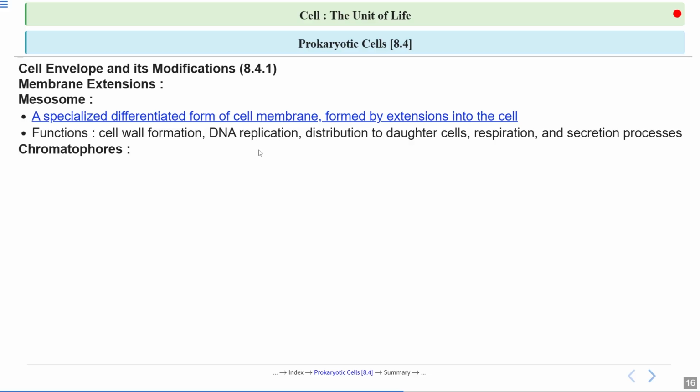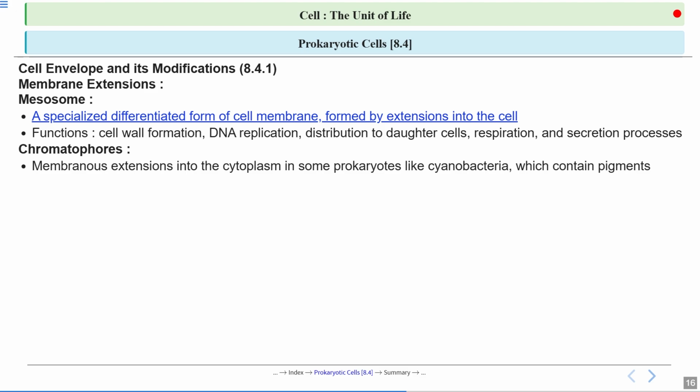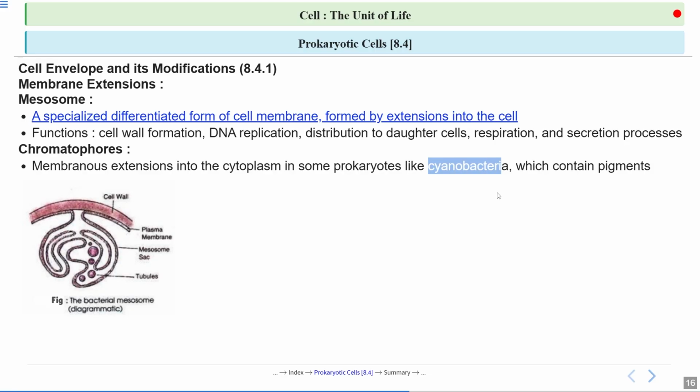Chromatophores are membranous extensions into the cytoplasm in some prokaryotes, like cyanobacteria, which contain pigments. So chromatophores are present in cyanobacteria. Clear? A question can come from here. Chromatophores consist of pigments. Here you can see an image showing a bacterial mesosome. Mesosomes are generally involved in respiration.